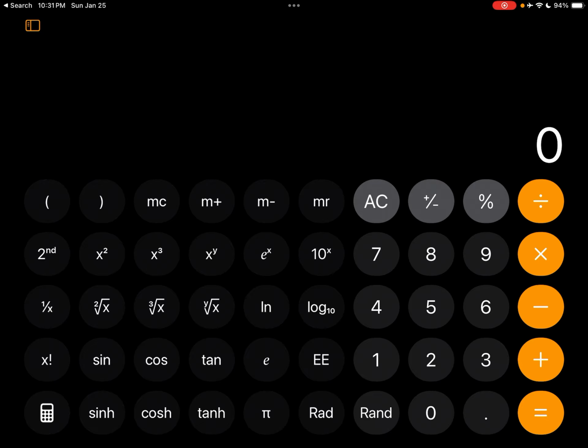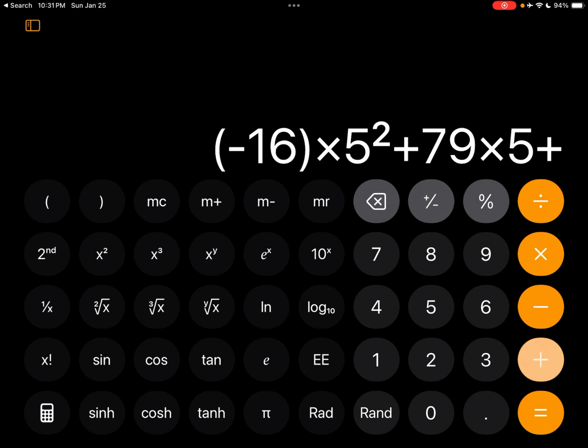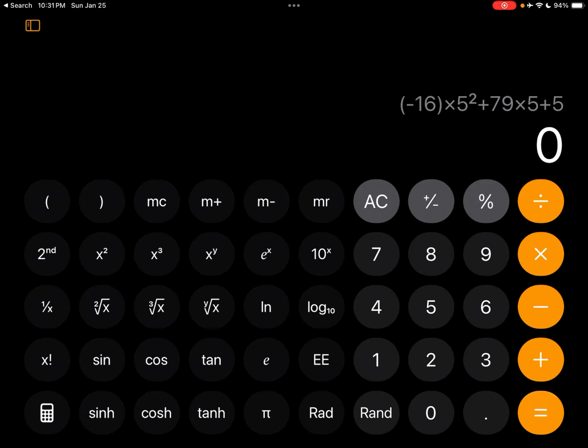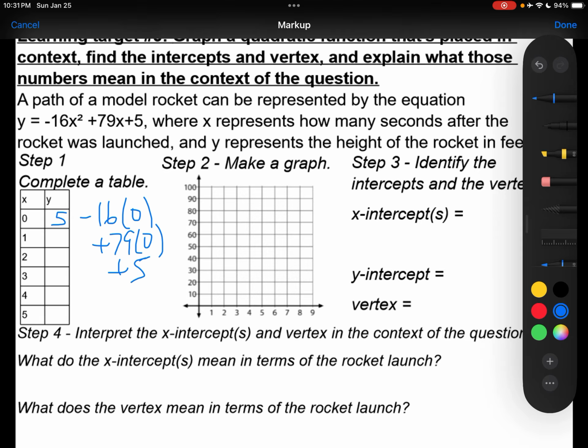And then, since I made this problem, I know where it's going. Negative 16 times 5 squared plus 79 times 5 plus 5 comes out to be 0. All right. So, it was 68, 99, 98, 65, and 0. So let's put dots anywhere.